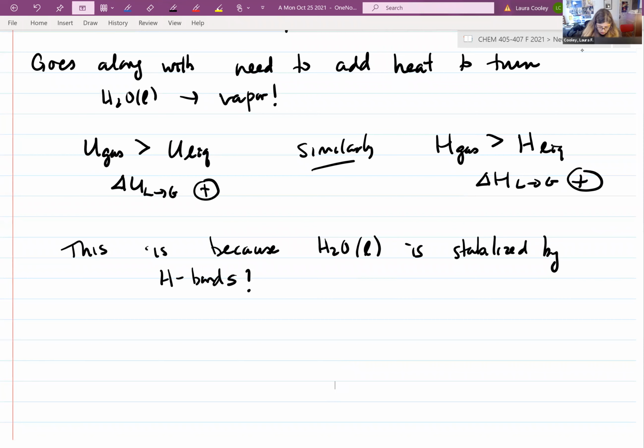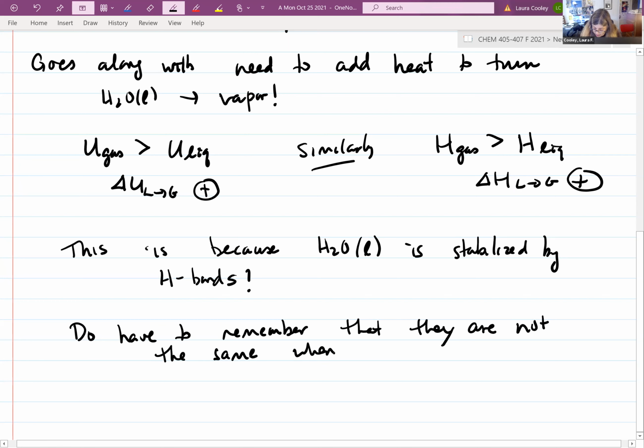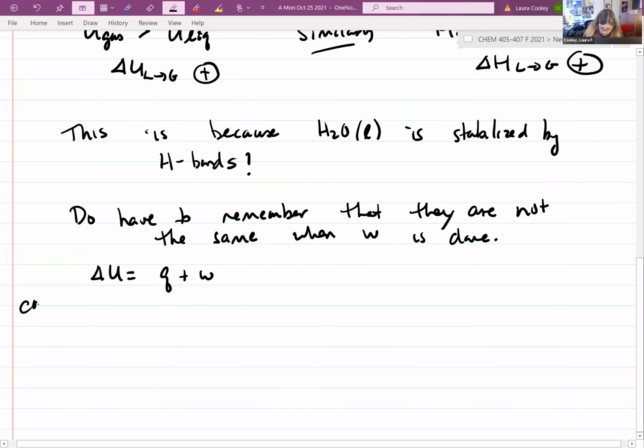Okay. But like I said, you have to remember that they are not the same. And that's because of the work. In a situation when work is done, they're not the same; when no work is done, they can be the same. And that's because delta U is Q plus W. If we have a constant pressure process, then this is Q_P, which is also delta H. So it's the work that distinguishes between them.